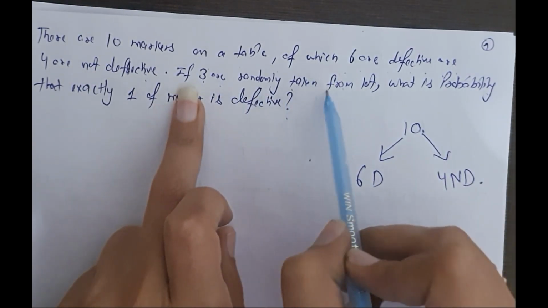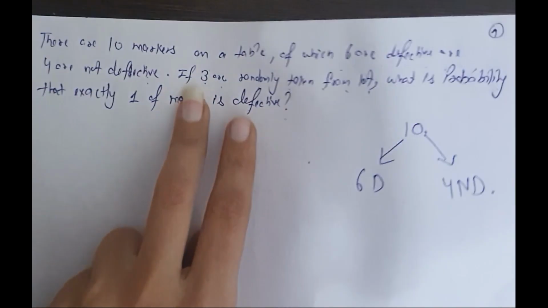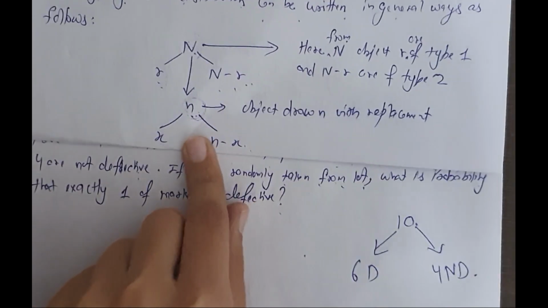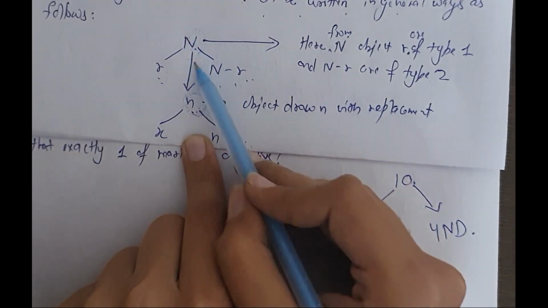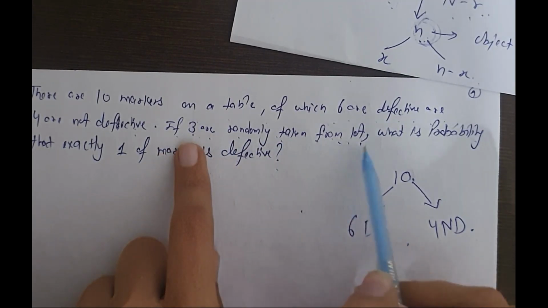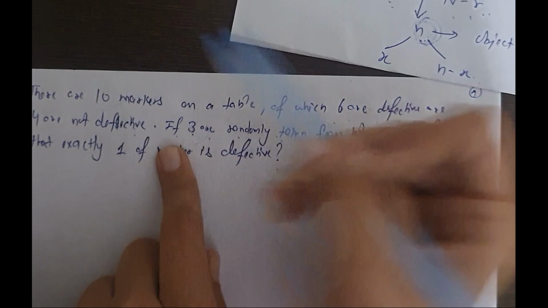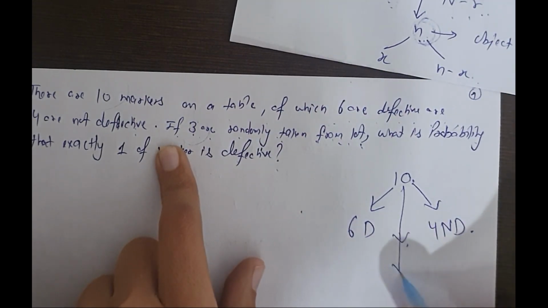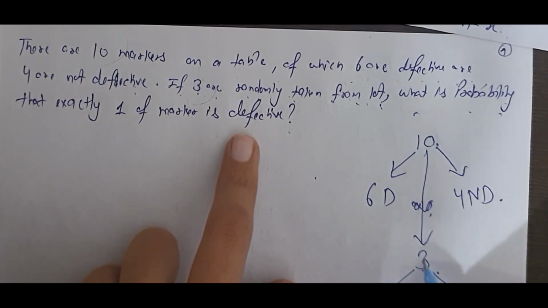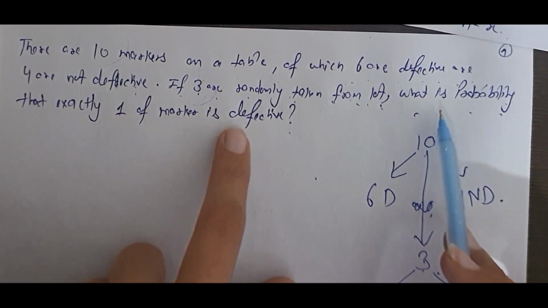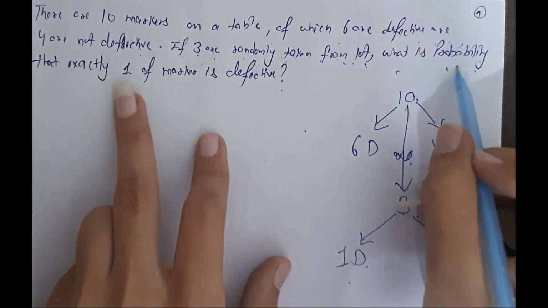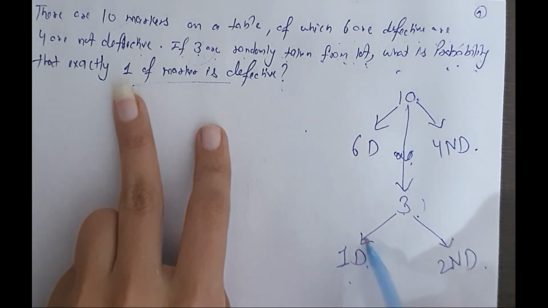If 3 are randomly taken from the lot, from n objects divided into r and n minus r, from that we have to choose n objects. If 3 are taken from these 10 markers, what is probability that exactly one of the marker is defective? From 3 we have to find the probability that exactly one is defective. If 1 is defective, then 2 are not defective.